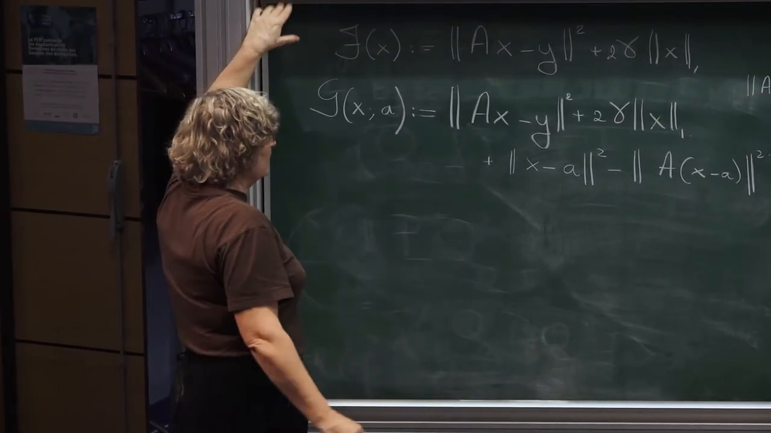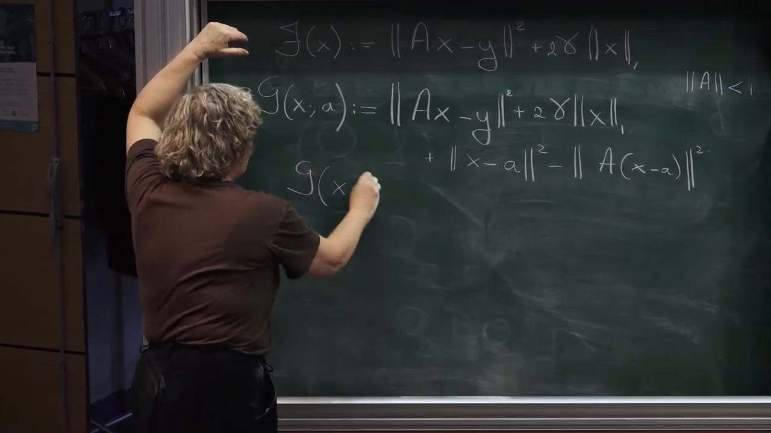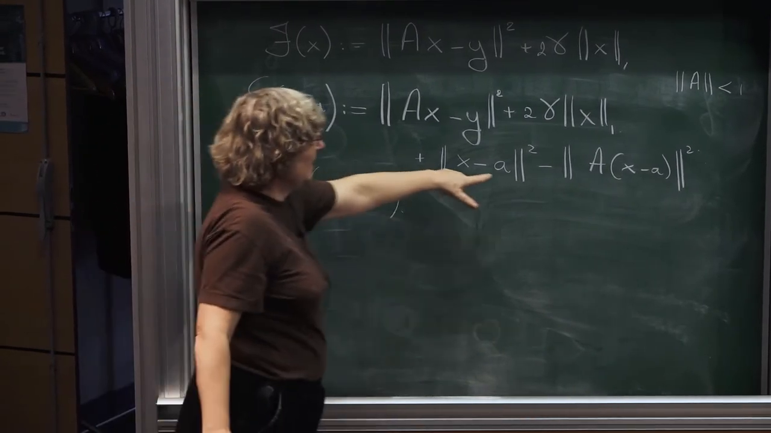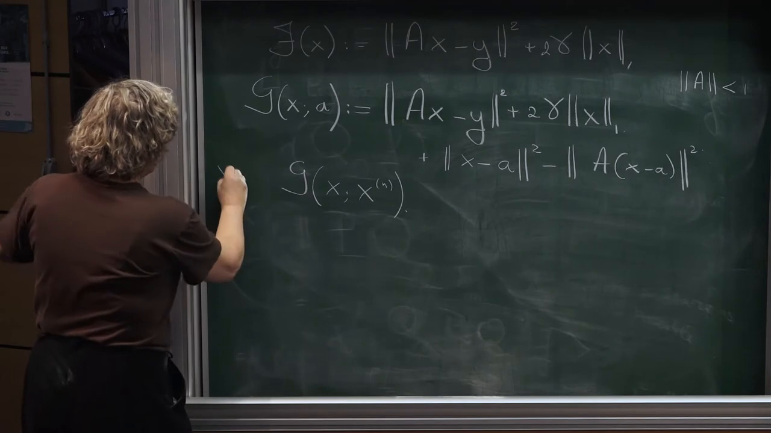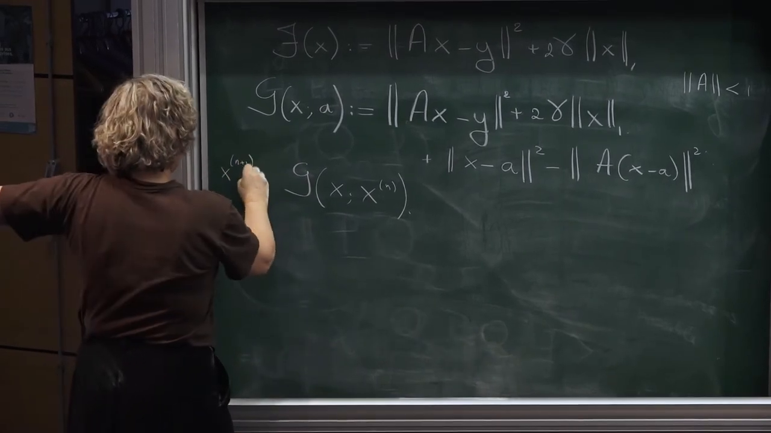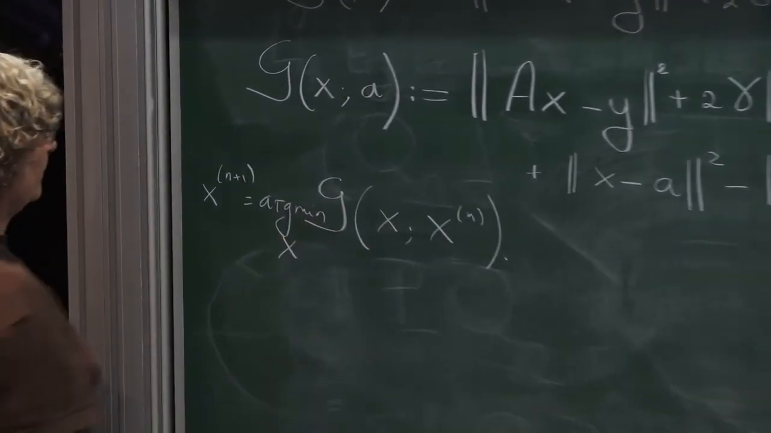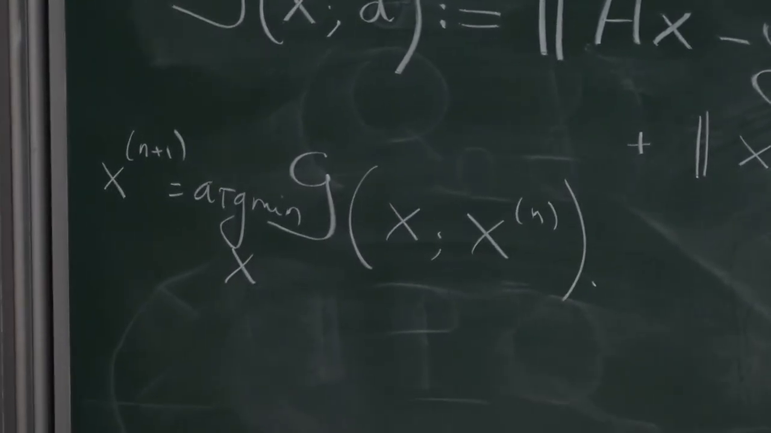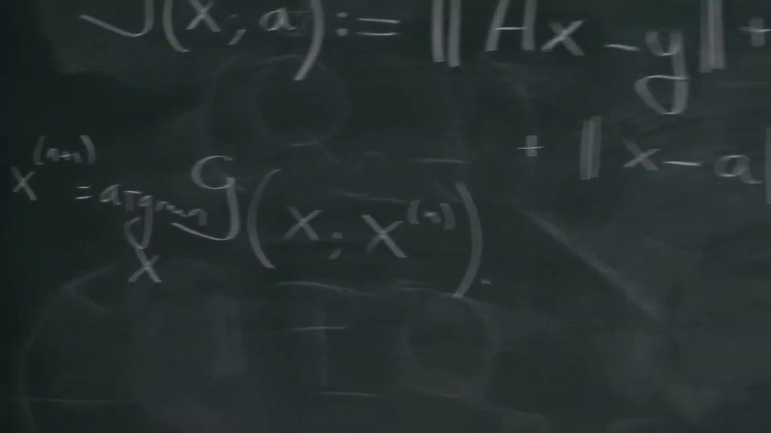So what I will do is I will add a term that compares with the previous iterate. And so I'll define x_{n+1} as the argmin in x of this. And I now have a number of interesting observations that help me.